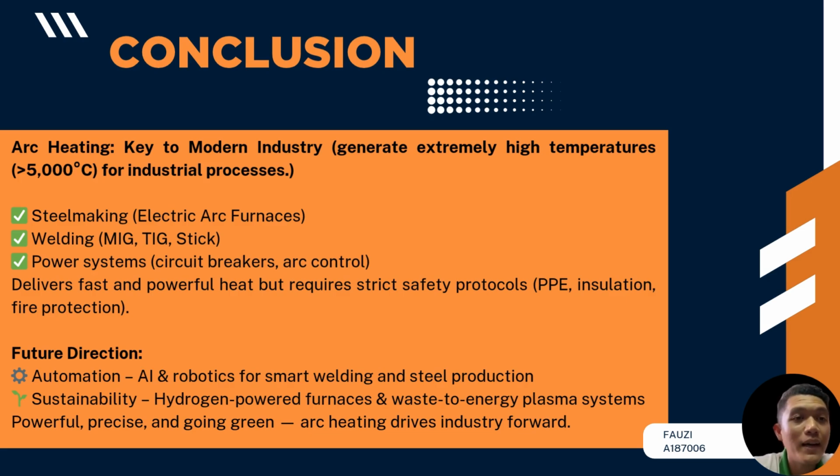So, the conclusion is arc heating is key to modern industry, which generates extremely high temperatures above 5,000 degrees Celsius for industrial processes. Where is it used? For example, steelmaking, welding, and power systems. Why does it matter? It delivers fast, powerful heat but requires strict safety protocols.